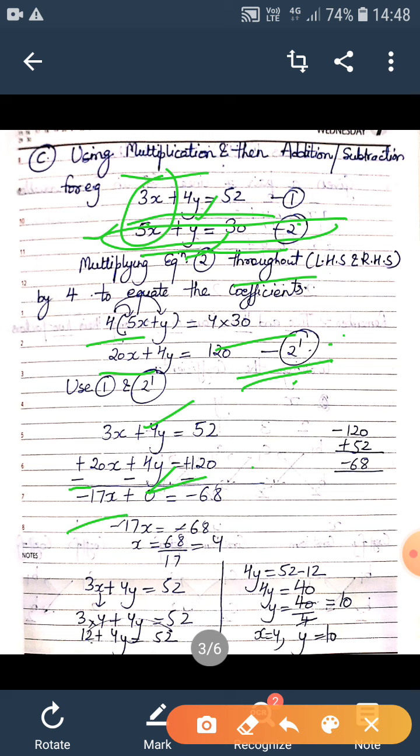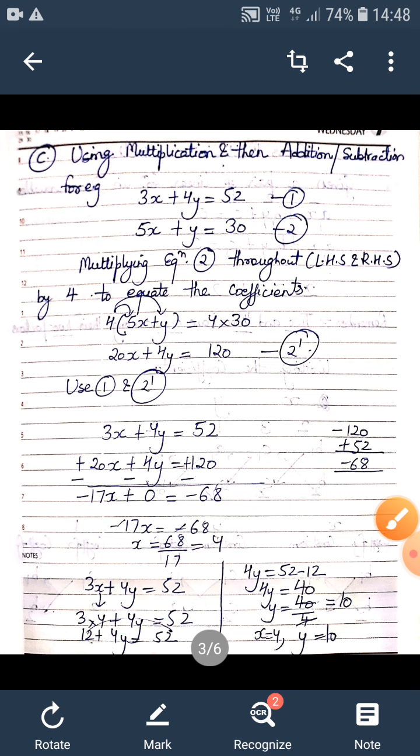We have minus 17x plus 0 equals minus 68, and then x equals 68 divided by 17, that is equal to 4. So now using this value of x equals 4 in the first equation, 3x plus 4y equals 52, we put this value of x to get y as 10 by simplifying. So x equals 4 and y equals 10 is our solution.